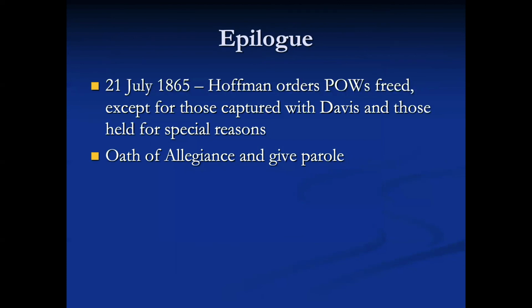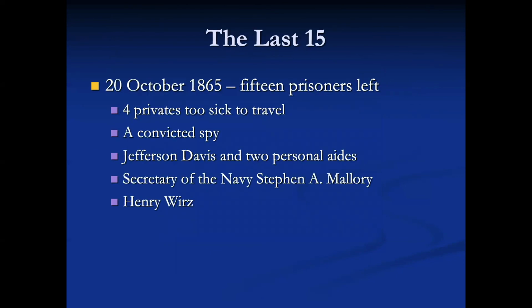In epilogue to all this, 21 July 1865, Hoffman orders POWs freed except for those captured with Davis, and those held for special reasons. They're given an oath of allegiance, and they're given parole. The last 15 to be released are 4 privates too sick to travel, a convicted spy, Jefferson Davis, and 2 personal aides, the Secretary of the Navy, Stephen A. Mallory, and Henry Wirtz. Though all those people will be released except for Henry Wirtz, he'll be hung. He's the only war criminal to be actually punished in the entire Civil War after the end of the war.